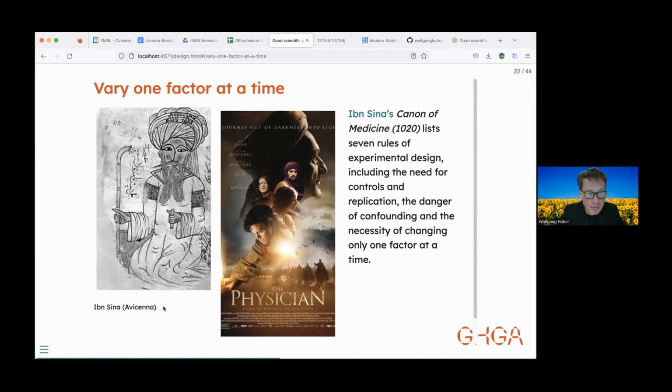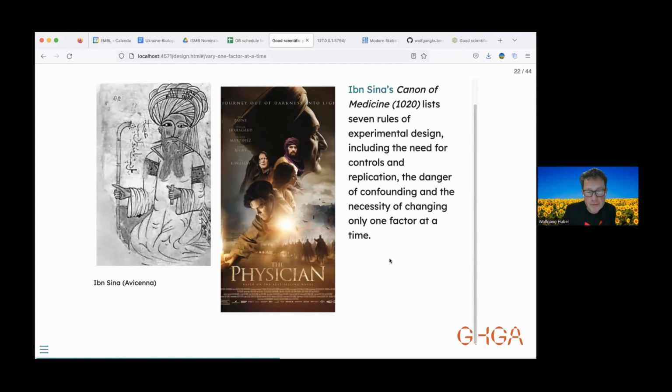One fundamental principle of experimental design that is very useful actually goes back almost 1,000 years, to Avicenna or Ibn Sina: when you want to look at experimental data or study data, you need, of course, control and replication, and you should also only vary one factor at a time. This gives you the most robust inference, rather than varying lots of different things concurrently.